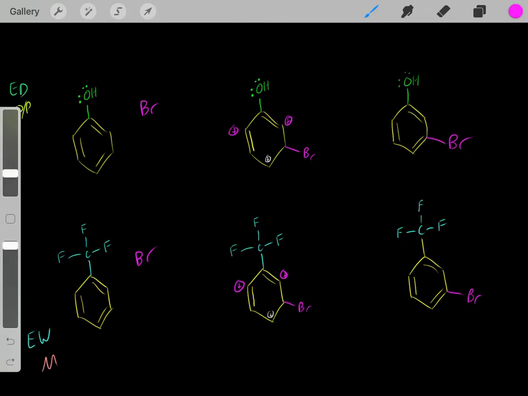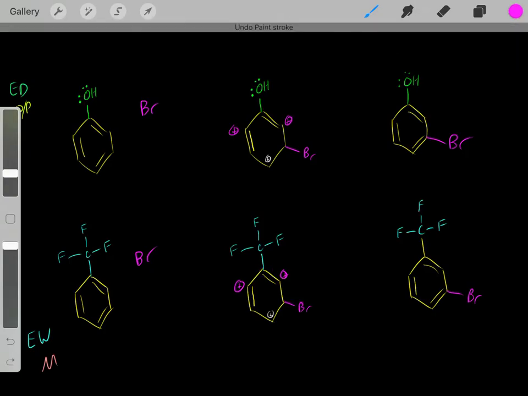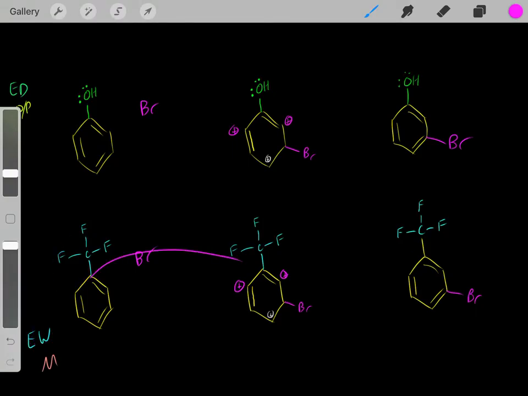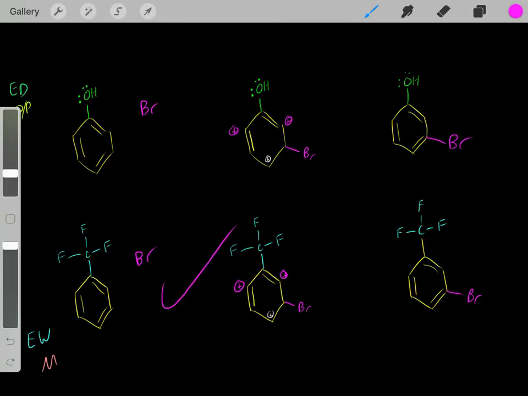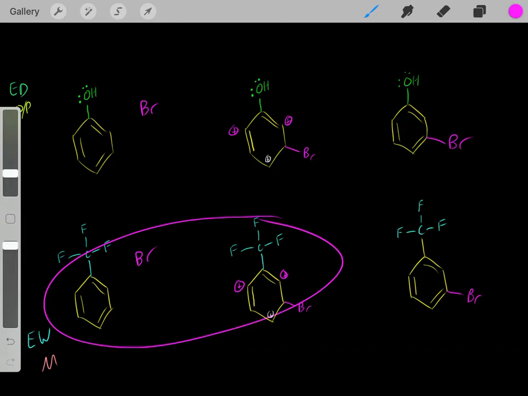Because again, we avoid having a positive charge here. This electron withdrawing group is thinking, as long as there's not a positive charge added here, that's okay. But in the previous video, we saw adding it ortho, we did create a positive charge here, which was not good. However, adding it on the meta position, we avoid that. There's no positive charge here, so that's okay. So it's okay adding it on the meta position.